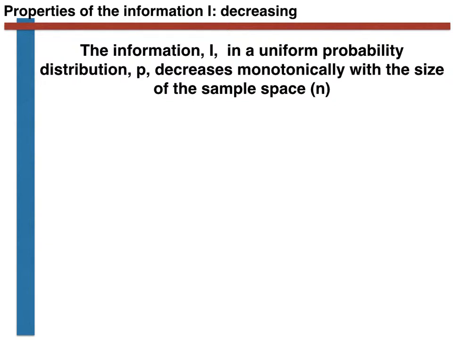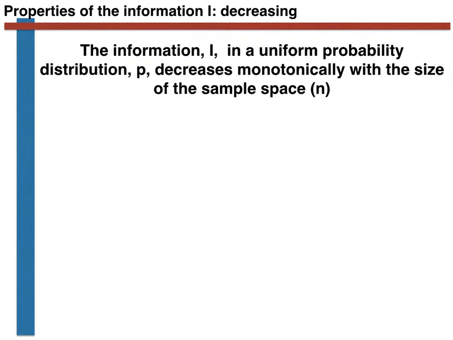When we talk of increasing the size of the sample space, we are thus talking about increasing the number of outcomes that our experiment could have. I next want to define what we mean when we state that the information decreases monotonically. This basically means that as the number of elements in the sample space increases, the information decreases without ever increasing.